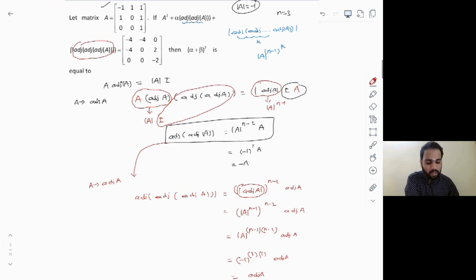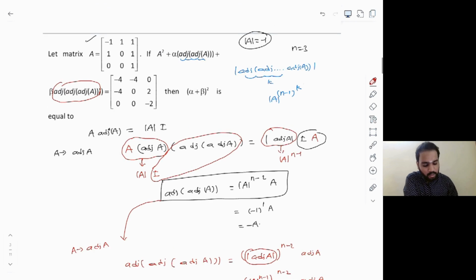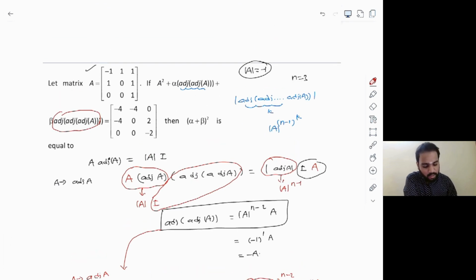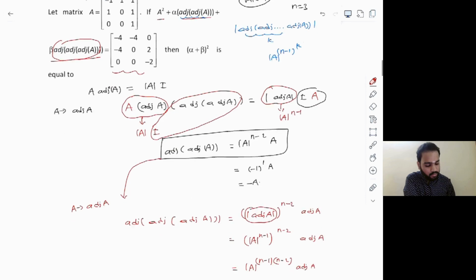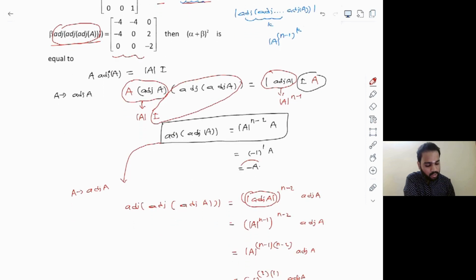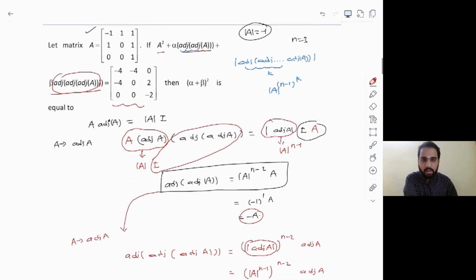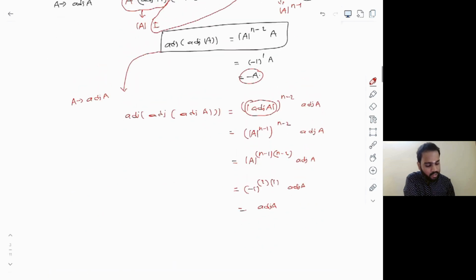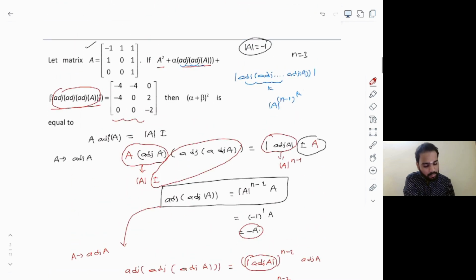Now I'll leave the solving part to you, because look at the required question. We have a matrix equation, that is A square plus alpha into adjoint of adjoint A plus beta into adjoint of adjoint A is equal to some matrix given to you. So once you find out what this adjoint of adjoint A is, put this back in the given matrix equation, and again calculate adjoint of A, take it and substitute in this equation. Clearly equate the elements on both sides of the equation to find the values of alpha, beta. So once you know this property, it's a very simple question.